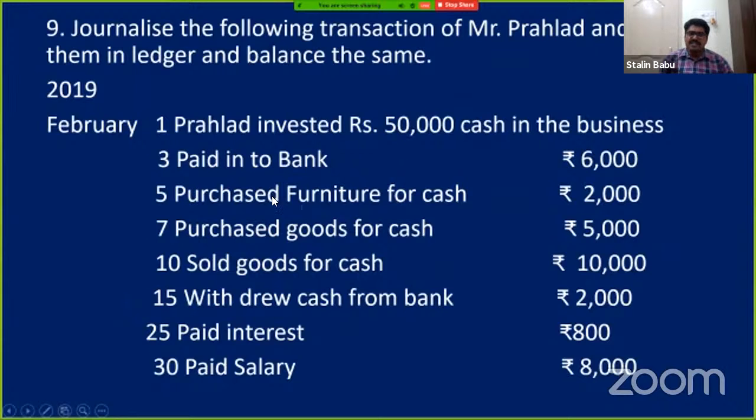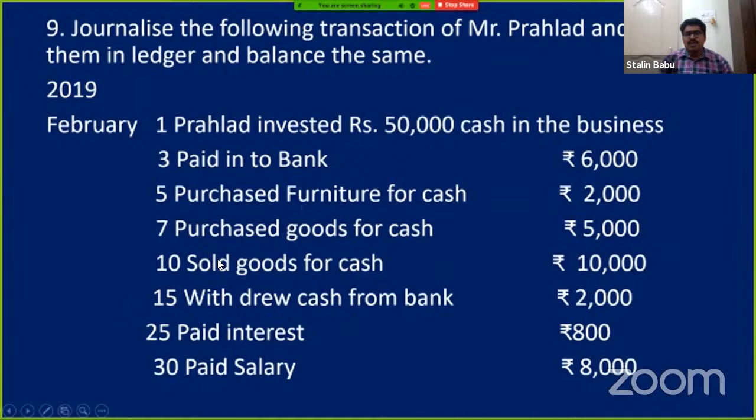On 5th, purchased furniture for cash. What is coming into the business? Furniture. What is going out of the business? Cash. So the entry is furniture account debit to cash account. On 7th, purchased goods for cash. Purchase is an expenditure. Cash is going out of the business. So the entry is purchases account debit to cash account.